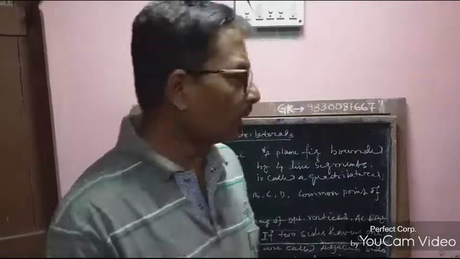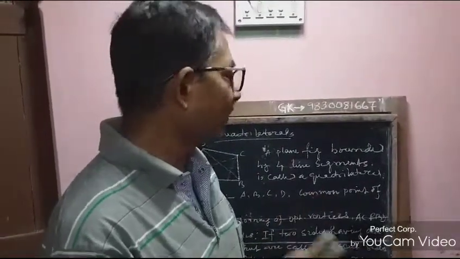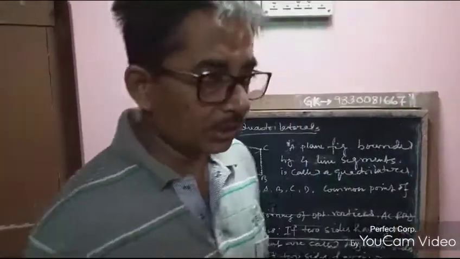Any polygon, you know polygon? A plane figure bounded by line segments is called a polygon. You can simply say it like this: a polygon having four sides, or a plane figure bounded by four line segments, is called a quadrilateral. Now this is the definition of quadrilateral.